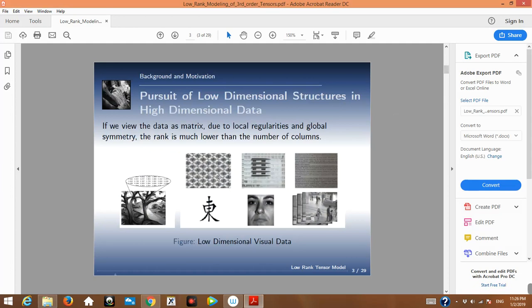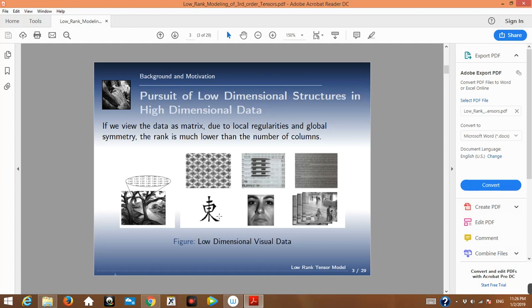As is well known, in MATLAB each picture is represented by a matrix, and each pixel in the picture corresponds to an element in the matrix. Now, if we look at those images, we can see this image, for example, is very symmetric. You can see those columns of the image are highly correlated.